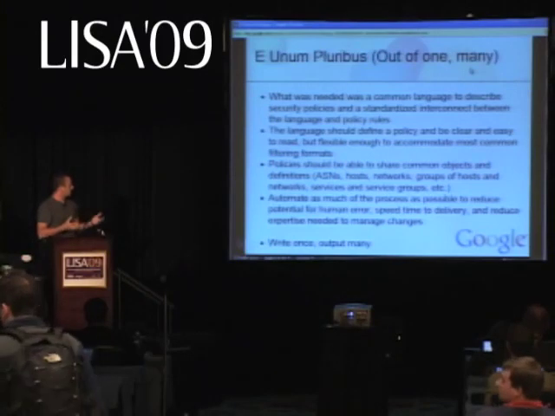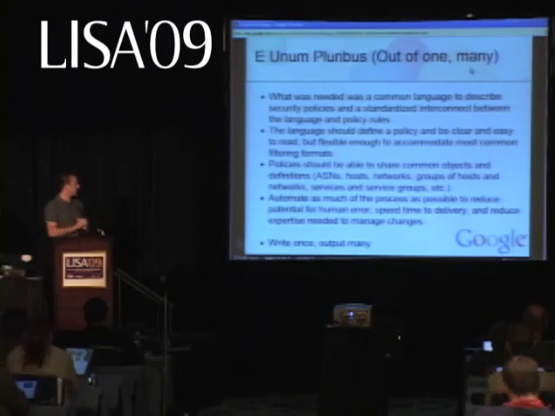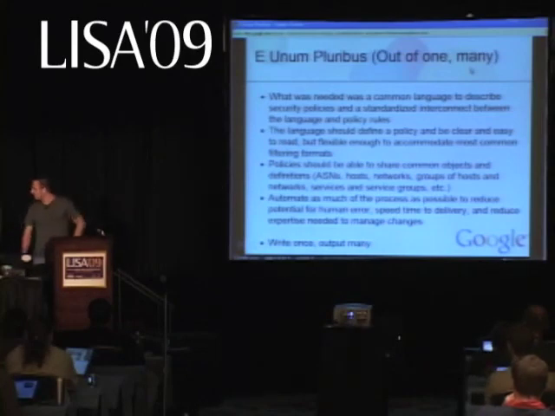Policy should be able to share common objects and definitions, so hosts and addresses and network services should be common across them all. And it should lead, as much as possible, to the automation of the process, so that ideally we could get to a point where we could change an address definition, run make, and every place that this address definition is used, we have brand new firewall filters grabbing in that new address definition. And then finally, write once, output many, sort of like Java, but actually write once, output many. So you can write your ACL once and output it to many different formats, hence the name Unum Pluribus.